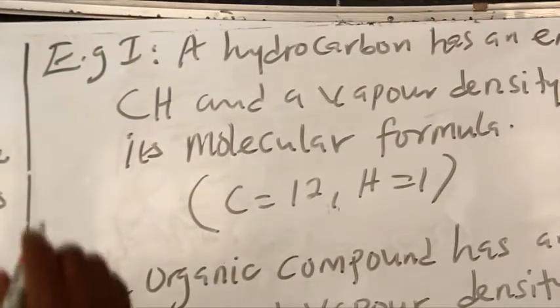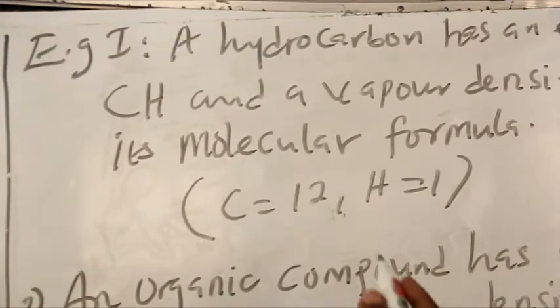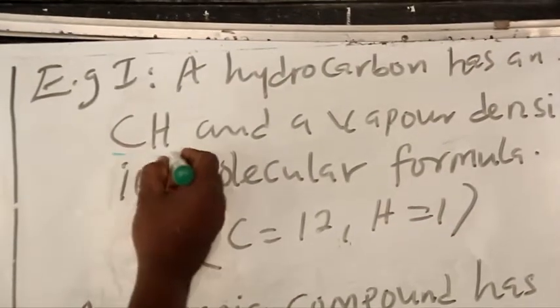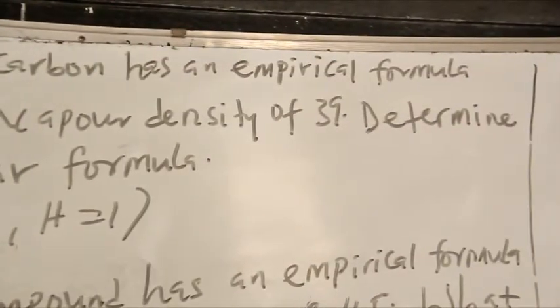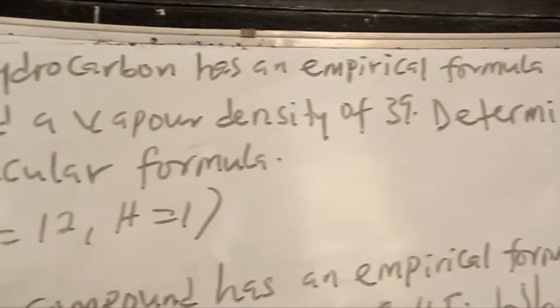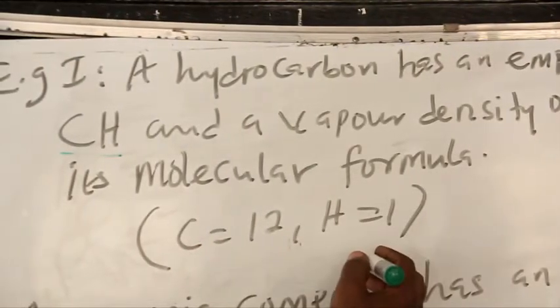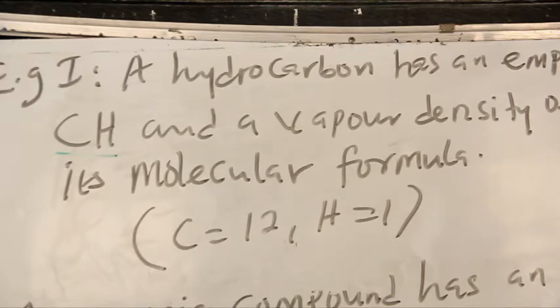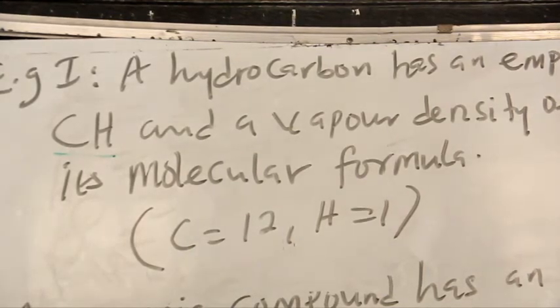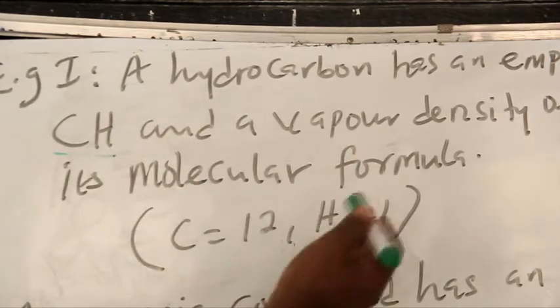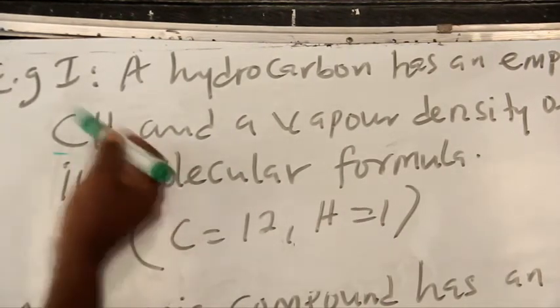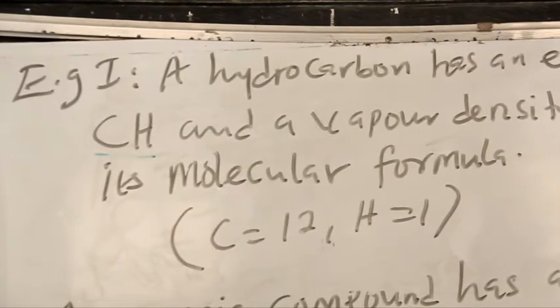Example 1 says a hydrocarbon has an empirical formula CH and a vapor density of 39. Determine its molecular formula. The relative atomic masses of the constituent elements are given in the bracket. Now, you don't need to bother yourself in this case. You can see hydrocarbon, meaning that it is only hydrogen and carbon, and the examiner has already given you the formula CH. So we go over to solving this problem.